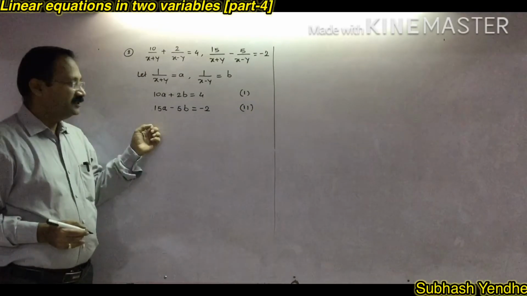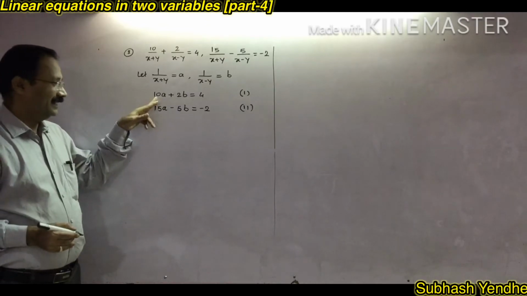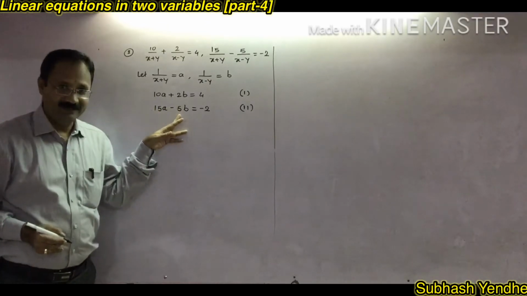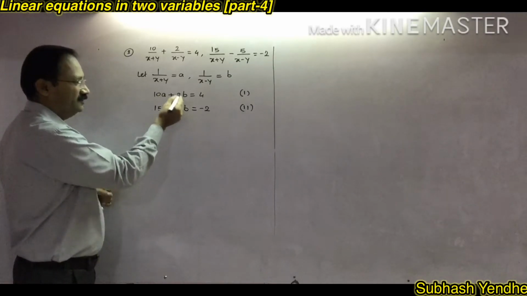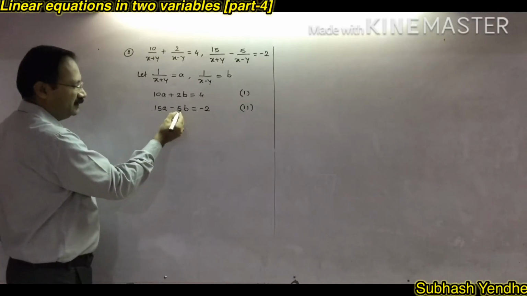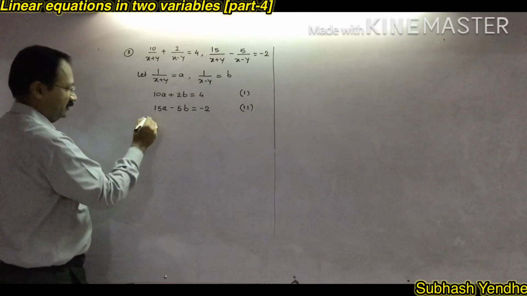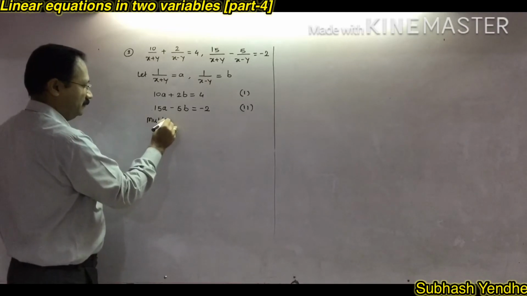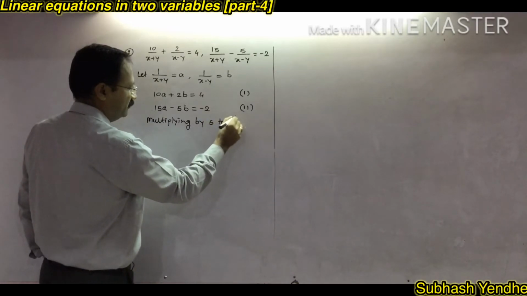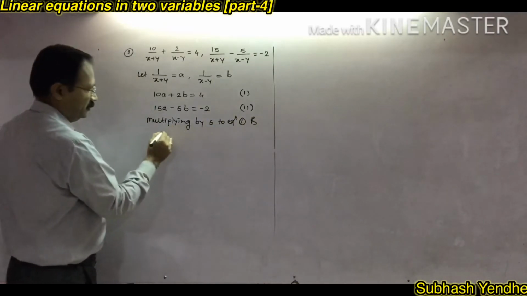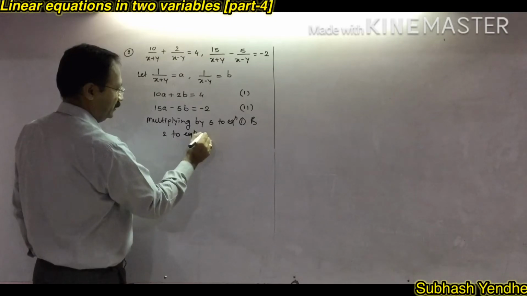So here observe this. Can we equalize this? No, directly we cannot because 10 and 15 are there, and 2 and 5 are there. So what do you have to do? You have to equalize this, either this one. This is simple to equalize. So I am going to multiply equation number 1 by 5 and equation number 2 by 2.